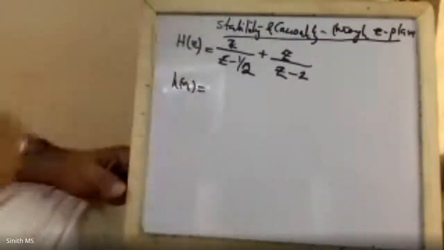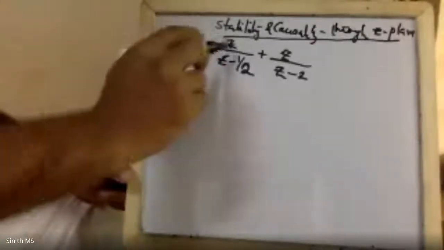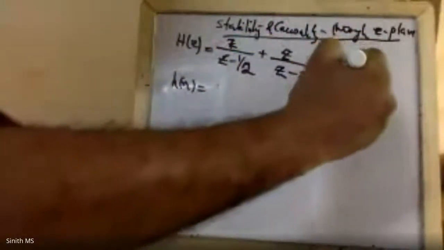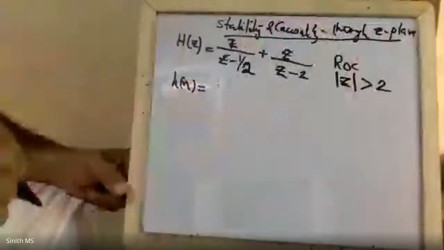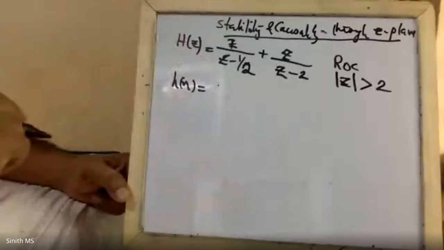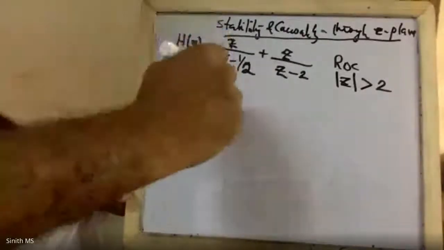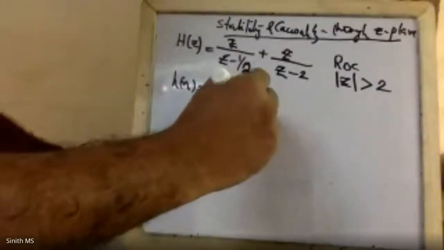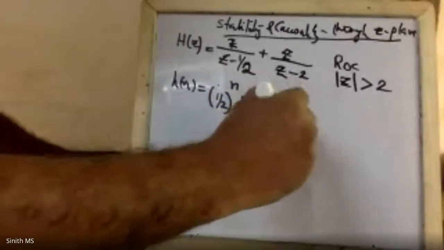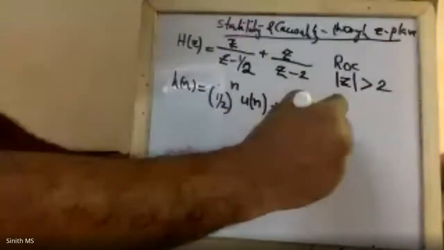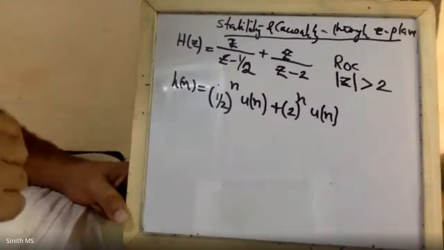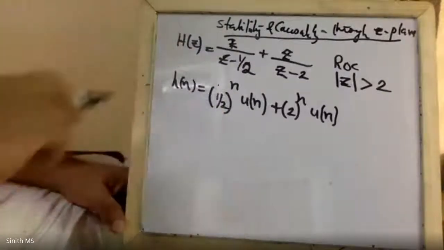So what will be the impulse response of this? Let us see. This is of the form z by z minus a. So it's given that the ROC, suppose that the ROC is mod z greater than 2. Okay. Then what can you write about h(n)? h(n) can be half raised to n u(n) plus 2 raised to n u(n). Okay, so this is of the form a raised to n u(n) plus b raised to n u(n).